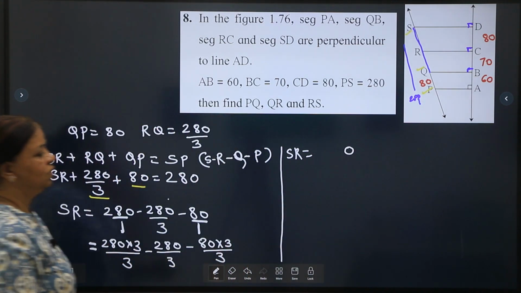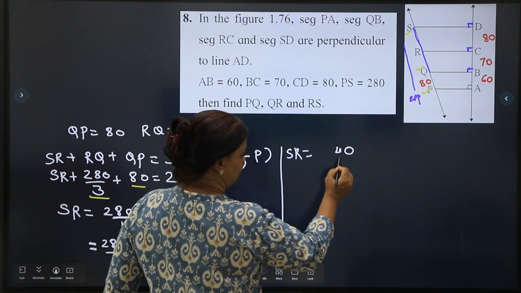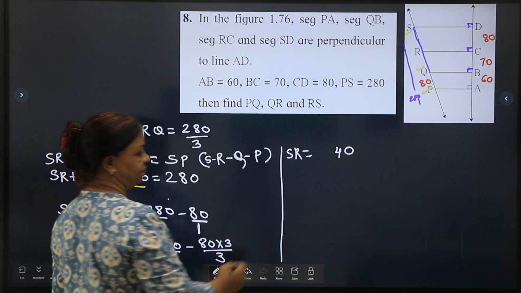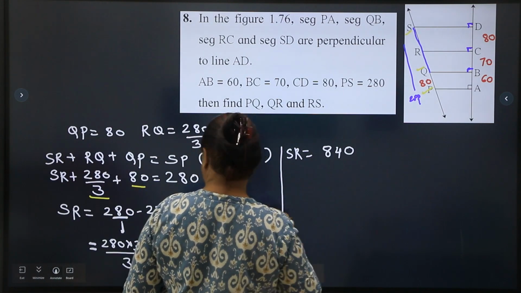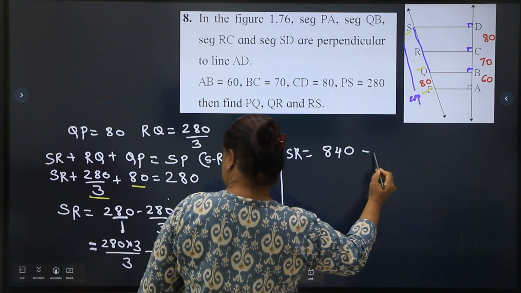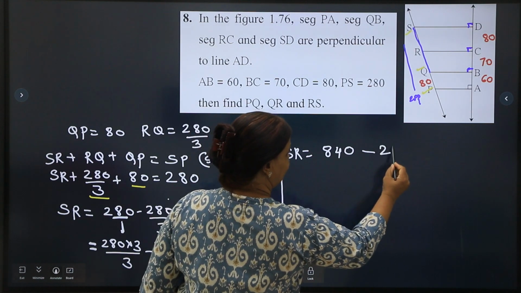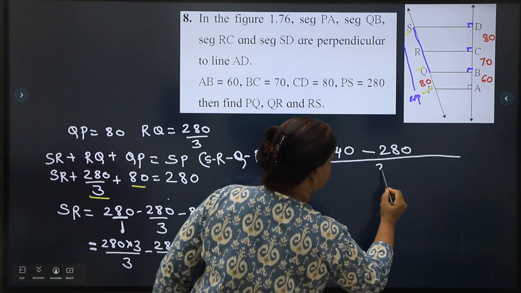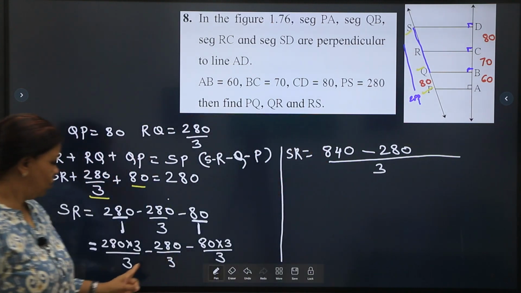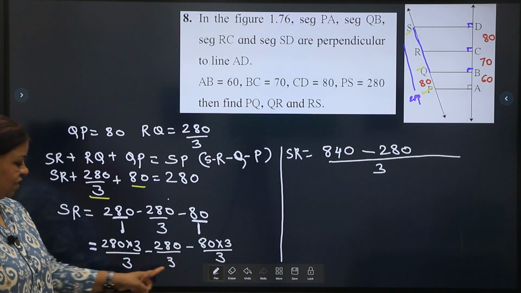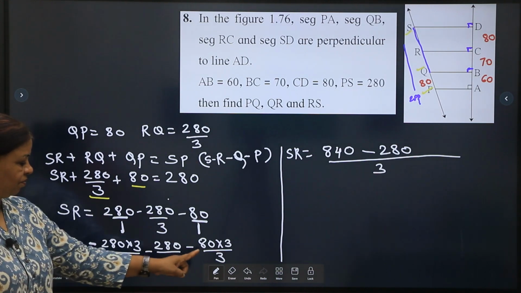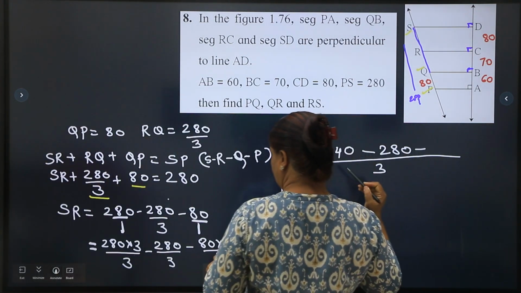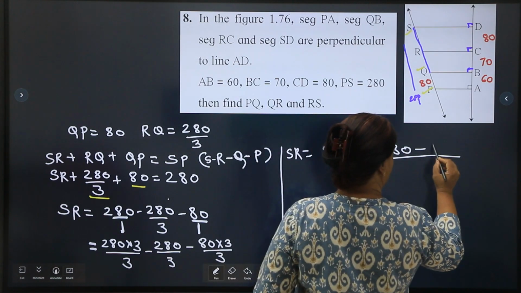3 8s are 24, carry 2, 3 2s are 6 plus 2 will be 8, 840 minus 280. The whole upon 3 can be written as 3 because every fraction has 3 as denominator. Here multiply by 3, minus 3 8s are 240.